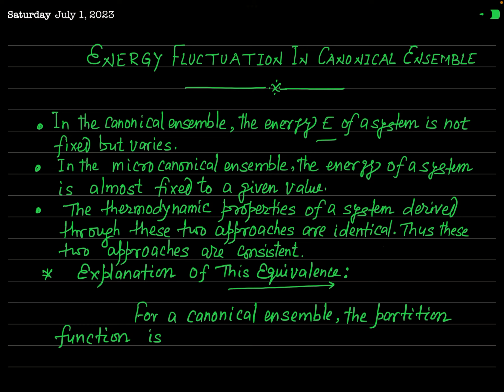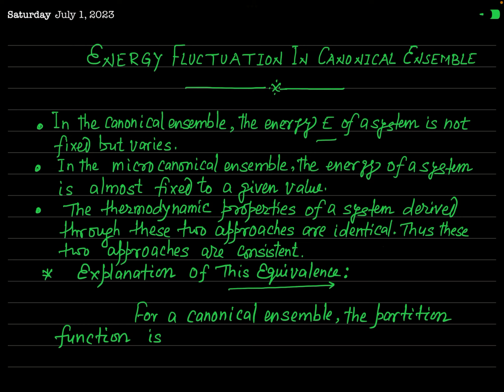In different universities, a question is asked of you: how can you say that the approach of microcanonical ensemble and the approach of canonical ensemble reach the same result when we talk about the different thermodynamic quantities in these two ensembles? So for getting the answer to such a question, you can watch this video and you will learn how we can say that these two approaches are equivalent to one another. Okay, so first of all, we will find the fluctuation in energy in canonical ensemble, and then we will learn how we can say that these two approaches are identical or equivalent to one another.